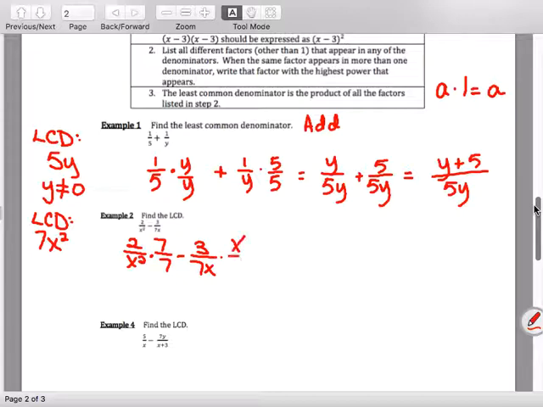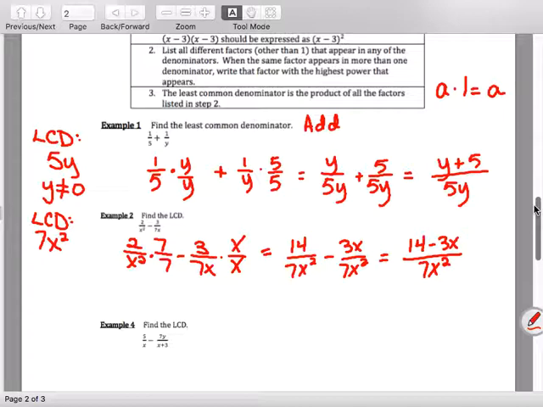Okay, there's no y's here. So here we go. I just need to multiply by 1. That's my multiplication property of 1. So this is 14 over 7x squared minus 3x over 7x squared. Yay, I got the common denominator. So it's 14 minus 3x.